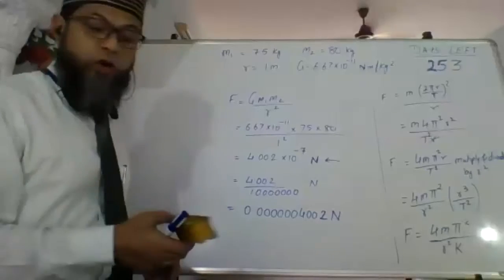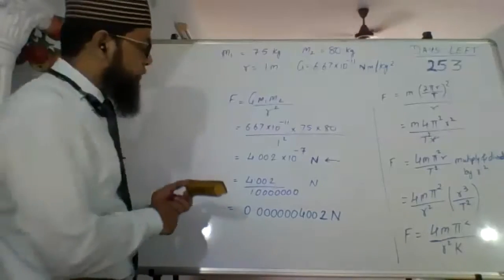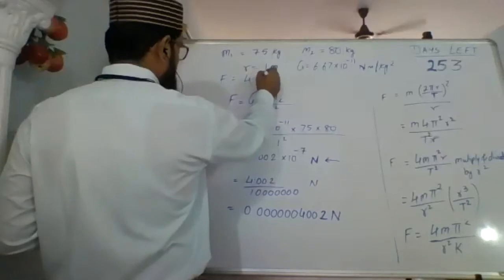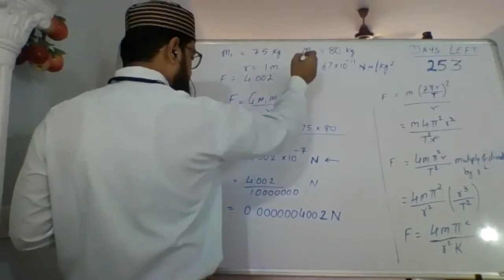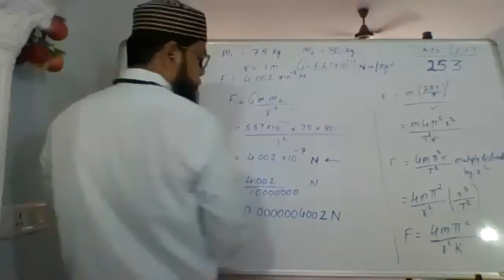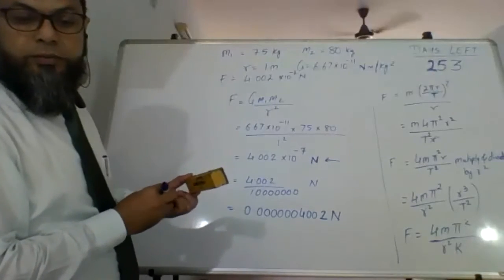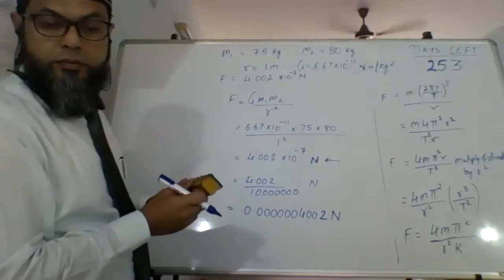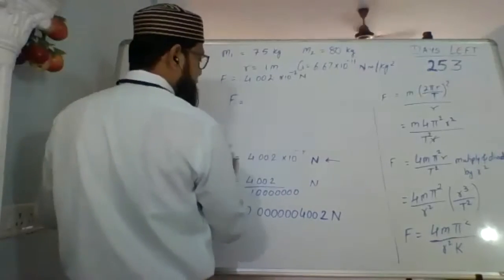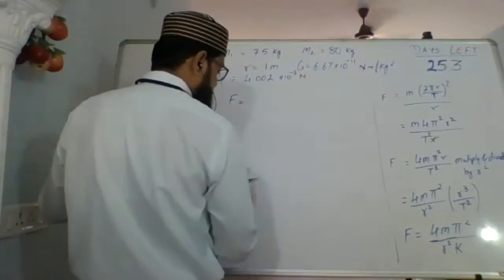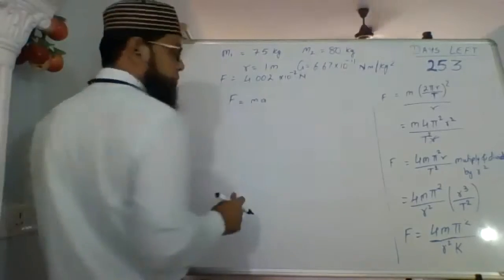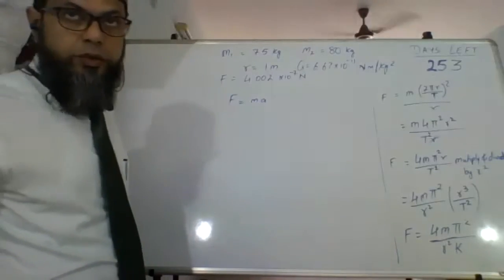Okay. Now here we have also got F. We have just now found that out. F equals 4.002 into 10 raised to minus 7 Newton. This is what we have found out. Okay. Now we know F equals mass into acceleration. Force is mass into acceleration.